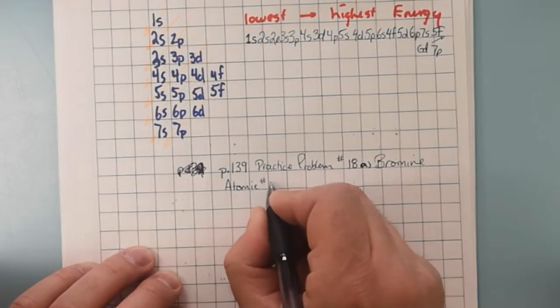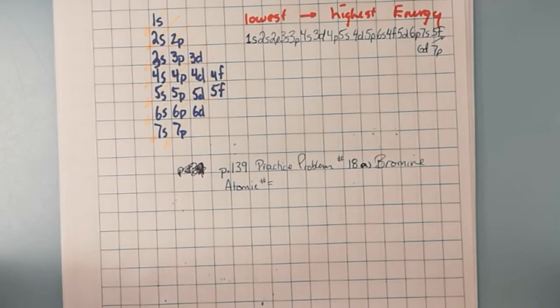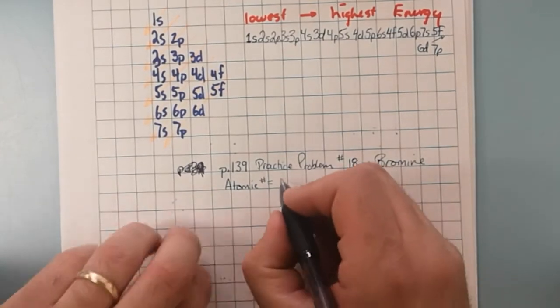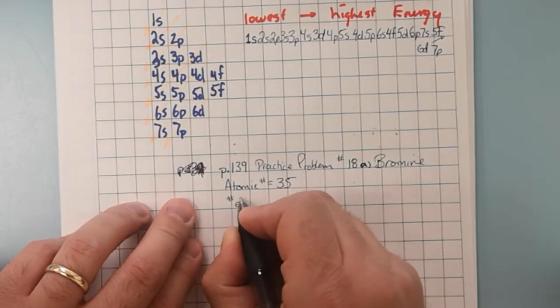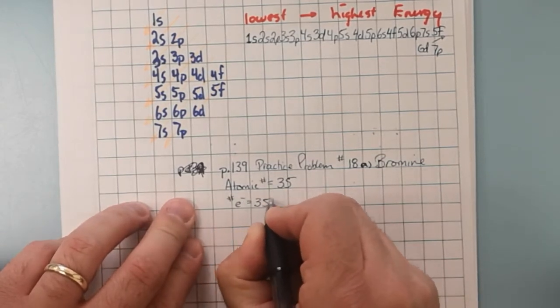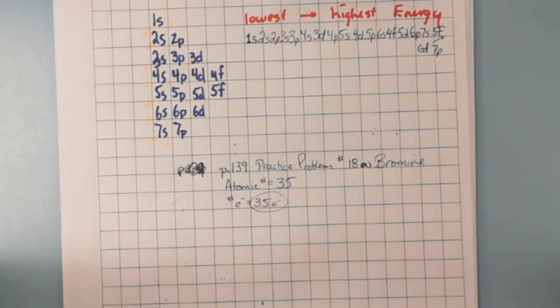First thing we need is the atomic number of bromine. We look it up on a periodic table, and I believe we get 35. This means the total number of electrons is equal to 35. We have 35 electrons to describe for bromine.